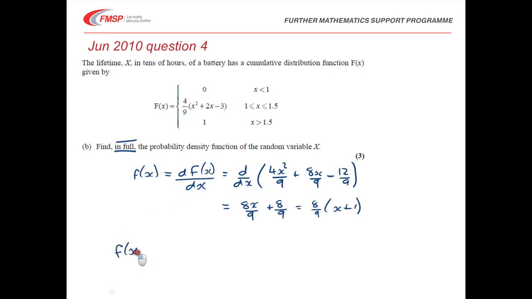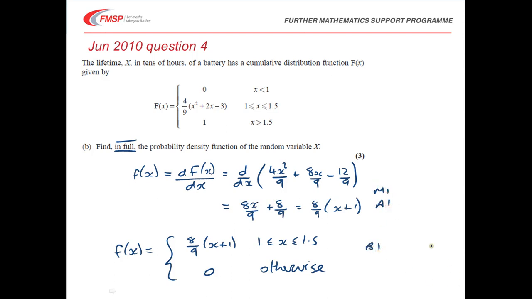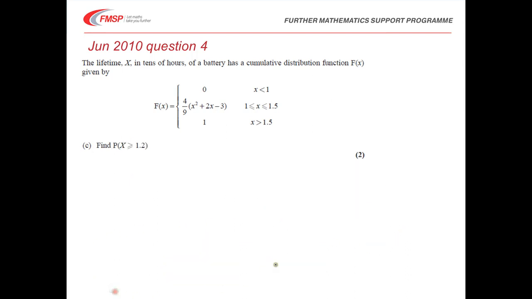So f of x is equal to one of two things. Either it's equal to 8/9 (x plus 1) if you are within the support, or it's going to take a value of 0 otherwise. So this is worth 3 marks. You're going to get your first mark effectively for differentiating, which is quite nice. You then get an accuracy mark for both of those, and then again you get an independent mark for defining f of x correctly. It's follow through as well, this one, so if you've made a little bit of a mistake previously, you can still get that final mark by defining in full your PDF.